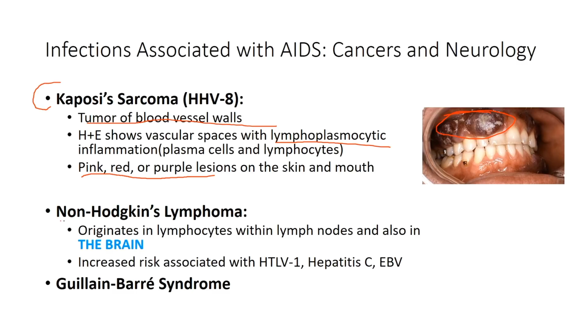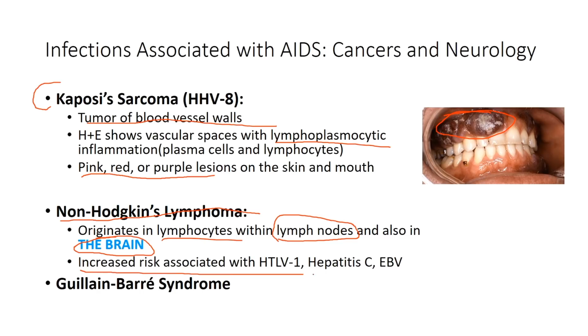So other things are non-Hodgkin's lymphomas, and they originate in lymphocytes within the lymph nodes, but they also can be in lymph tissue found in the brain. So if you have an HIV patient with neurological symptoms, we look at CAT scan and we see a tumor growing. Be thinking, this is most likely a lymphoma, a B-cell lymphoma of the brain, or in the brain. This is very high yield. This showed up on both micro and path questions, so definitely be keeping that in mind.